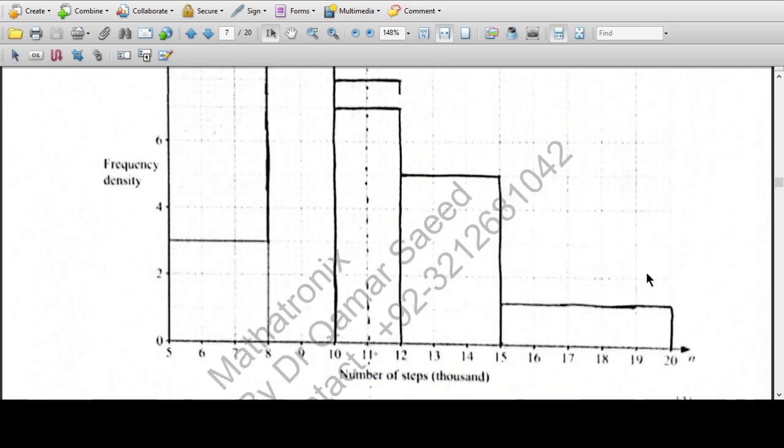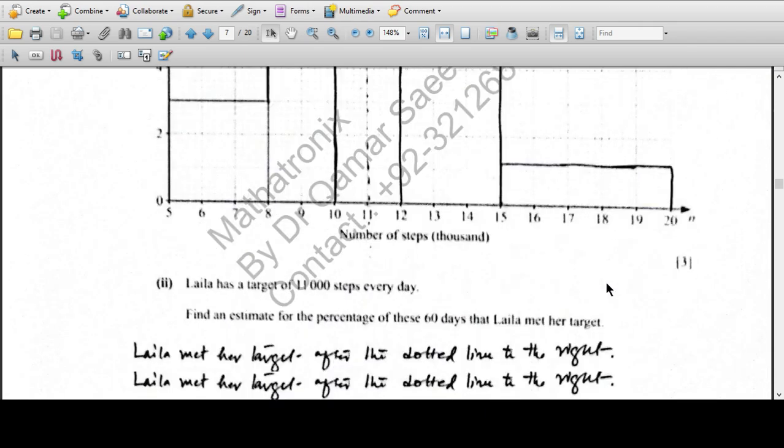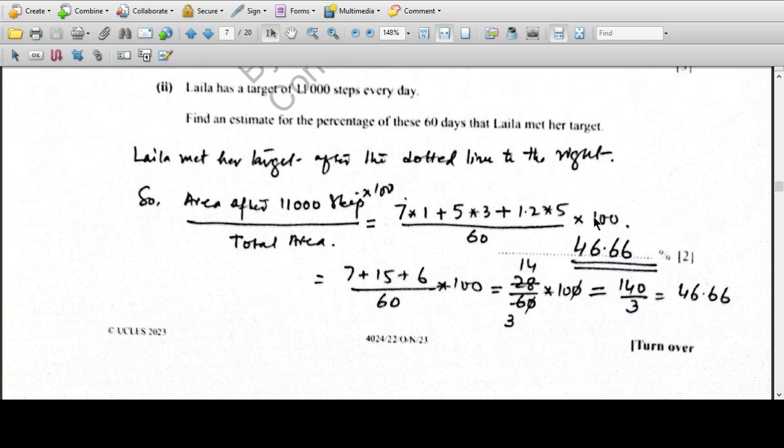Total area is 60. This total frequency is 60 multiplied by this 100. So this gives 46.66%. So this is the answer. So she meets the target for 46%, and she did not meet the target for 53.33%.